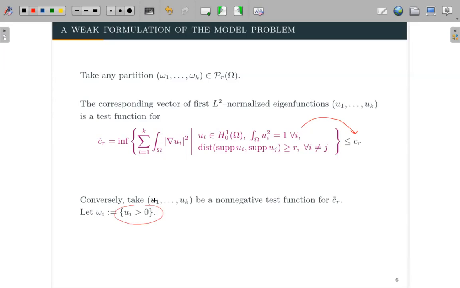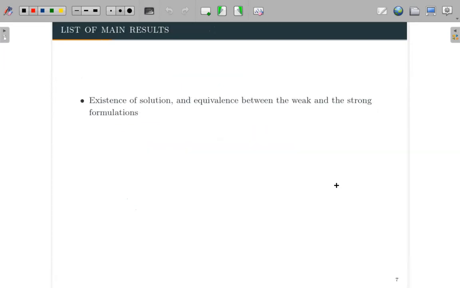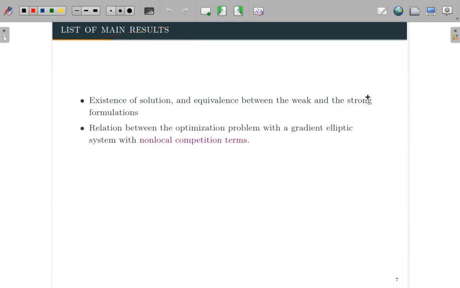If I know that this is open, so for instance, if the UIs are continuous, so I already need to prove a regularity result, then I have equality, okay? So now with this, I can tell you what is the program for the talk. I will show you that this has a solution and the equivalence between the weak formulation, using densities, and the strong formulation, using sets.